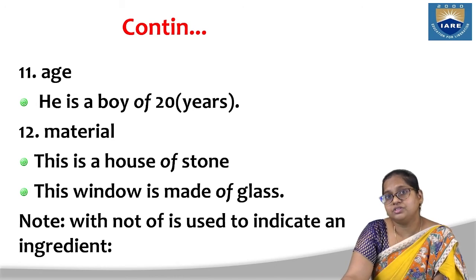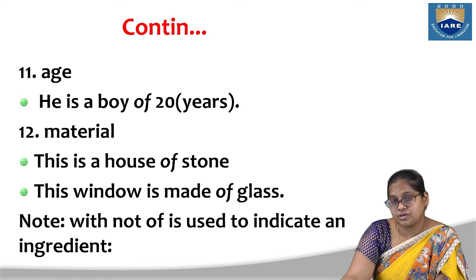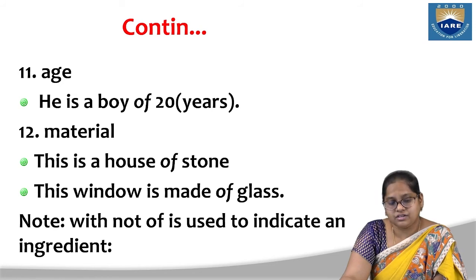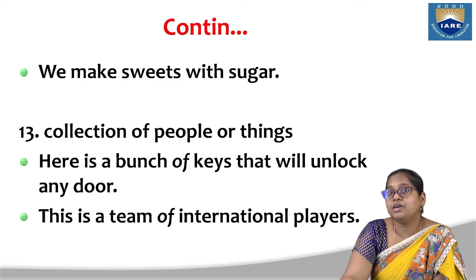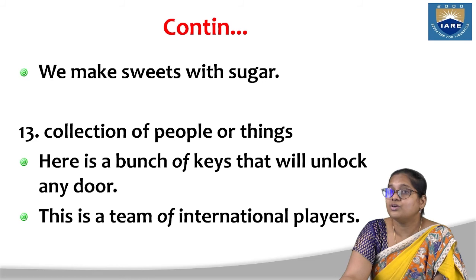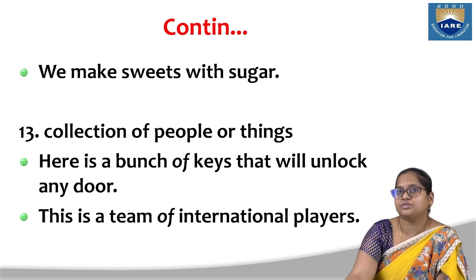Materials: when you refer to materials, you can use this. This is a house of stone. This window is made of glass. But with, not of, is used to indicate an ingredient. Okay, so see, like we make sweets with sugar. So you don't say, because we said material, you can't say we make sweets of sugar. No, we make sweets with sugar.